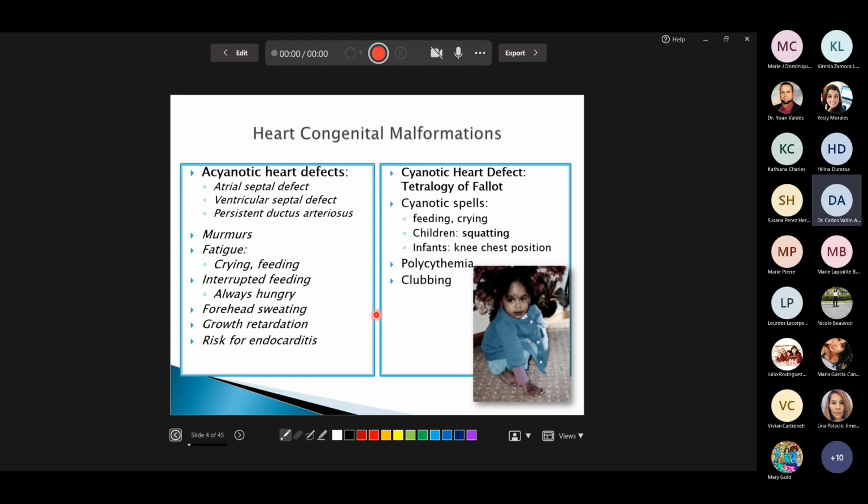But what you need to know is that it is going to produce problems in the normal circulation of the heart and the normal circulation in the lungs. So when you have this kind of defect, in that case, these are children that are born without cyanosis. No cyanosis. And they look normal. They look totally normal.